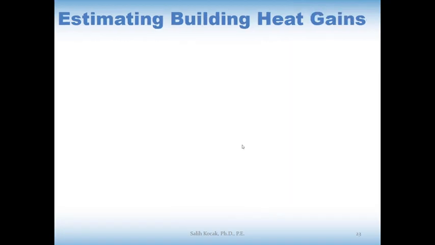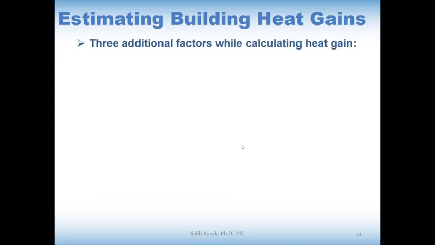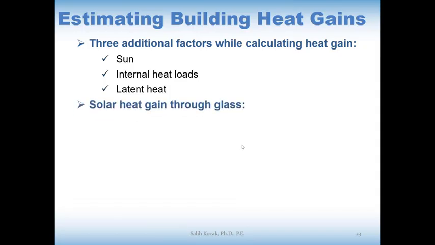And let's go to our next slide. Estimating building heat gains. So how is a building gaining heat? There are 3 additional factors while calculating the heat gain: the sun, internal heat gain, and the latent heat. Through the sun we gain some solar heat through the glass. So in order to calculate that, this is the equation that we are going to use: SF times A times SC.